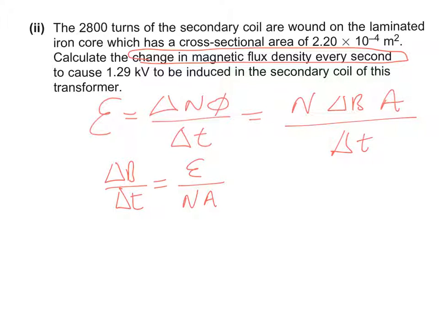So we keep delta B over delta t, and we move the N and the A over to the same side as the E, so we get E over NA equals delta B over delta t. So E was 1290 or 1288, we'll use their value. And we're dividing then by N and A. So we fill those in as 2800 for N and 2.2 times 10 to the minus 4, which was given in the question here.